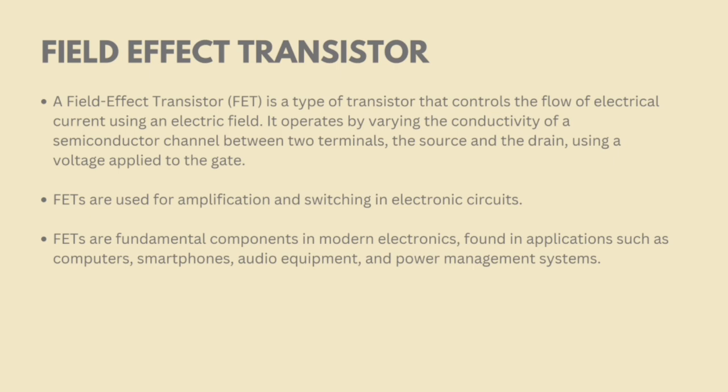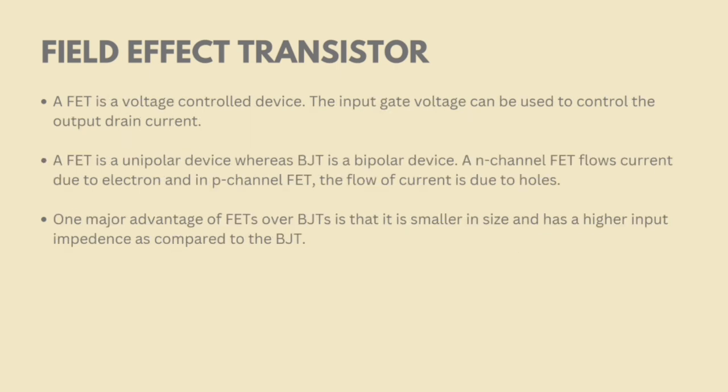A FET is a voltage-controlled device, which means that on varying the input voltage, we can tweak the output current. Apart from this, a FET is a unipolar device, which means the current flows due to the contribution of only the majority charge carrier, and the majority charge carrier might be electrons or holes depending on the configuration of the FET.